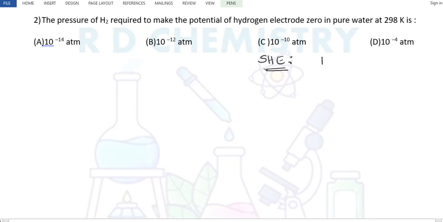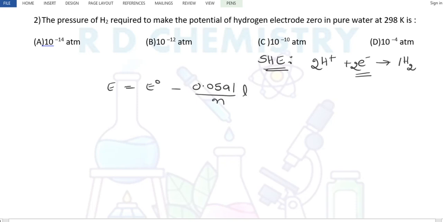That is, I can take H plus takes up 1 mole of electron becoming half the mole of the hydrogen gas, right? Or multiply the entire equation by 2. Here it is 1 mole of hydrogen gas, correct? So 2 moles of electrons are required here. Now we'll apply the Nernst equation. E is equal to E naught minus 0.0591 divided by N log of product divided by reactant concentration.